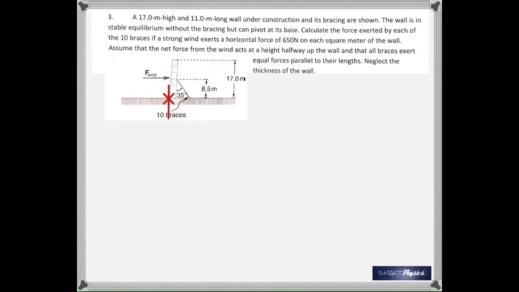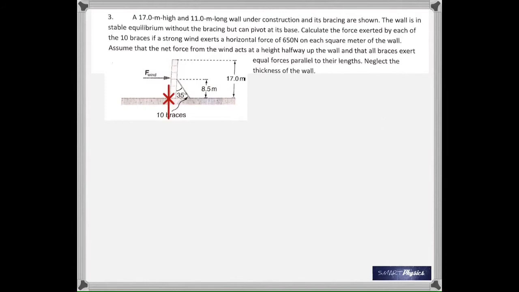In this question, there is a 17 meter high and 11 meter long wall under construction, and its bracing is also shown. The wall is in stable equilibrium without the bracing, but can pivot at its base. Calculate the force exerted by each of the 10 braces. If a strong wind exerts a horizontal force of 650 newtons on each square meter of the wall, assume that the net force from the wind acts at a height halfway up the wall, and that all braces exert equal forces parallel to their lengths. Neglect the thickness of the wall.